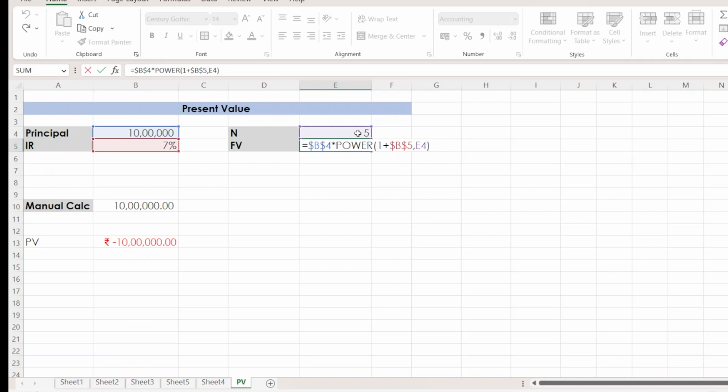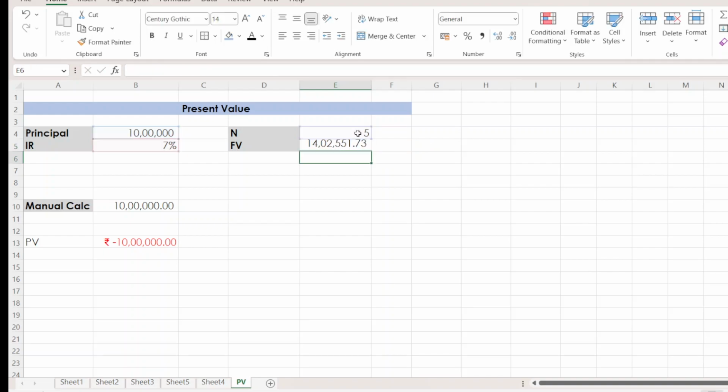That could vary, and then you change the parameter. So you get that, right? How much are you getting? 14 lakh 2,550. So that's a very simple way to look at that.